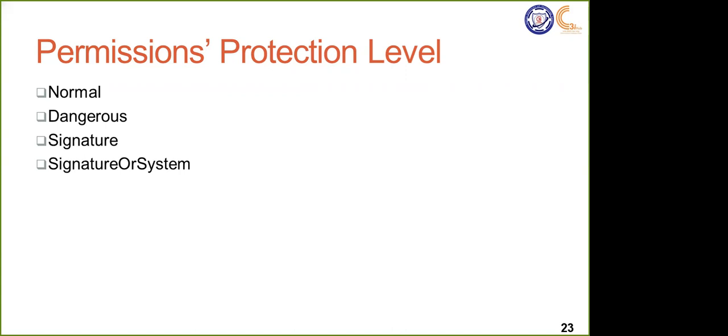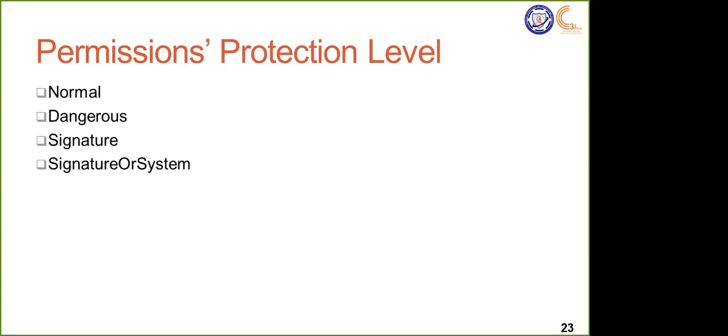The signature permission is generally granted to another application. Suppose there are 2 applications, application A and application B. Application B wants to access some data which is protected by the signature permission. In this case, Android verifies that both application A and application B are signed by the same certificate. If they are signed by the same certificate, then the permission is granted. Otherwise, the permission is denied to the application.